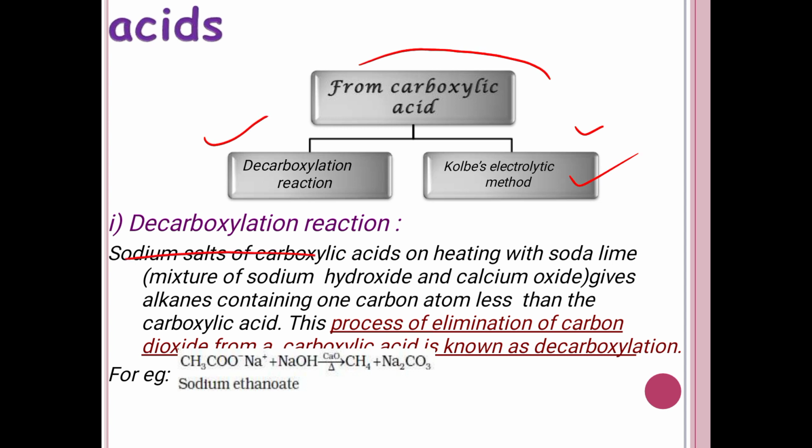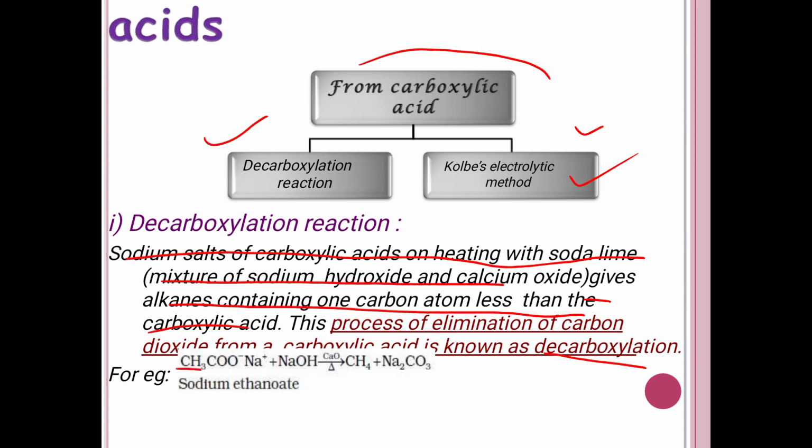Sodium salts of carboxylic acid on heating with soda lime give alkanes containing 1 carbon atom less than the carboxylic acid. Soda lime is a mixture of sodium hydroxide and calcium oxide. This process is known as decarboxylation. Here the carboxyl group is removed as carbon dioxide.